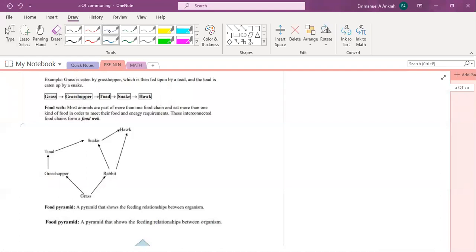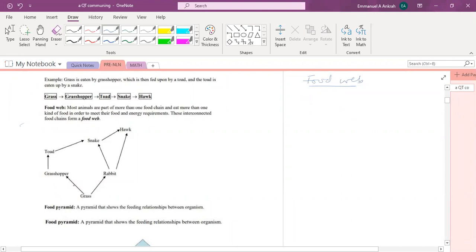So another way to represent the relationship is called the food web. So the food web, that's the other way. Now, if you look at the food web over here, most animals are part of more than one food chain and eat more than one kind of food in order to meet their food and energy requirements. Okay, so these interconnected food chains form what we call the food web, right? So the food web is made up of more than one food chain put together.